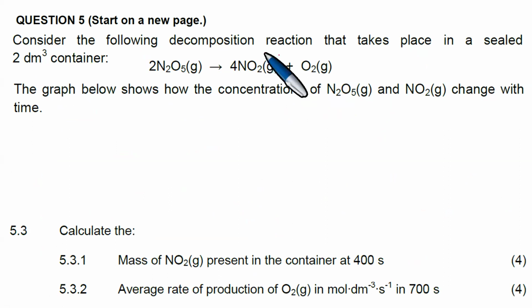Consider the following decomposition reaction that takes place in a sealed 2 cubic decimeter container. The N2O5 breaks down to NO2 plus O2. The graph below shows how the concentration of N2O5 and NO2 change with time. Calculate the mass of NO2 gas present in the container at 400 seconds.